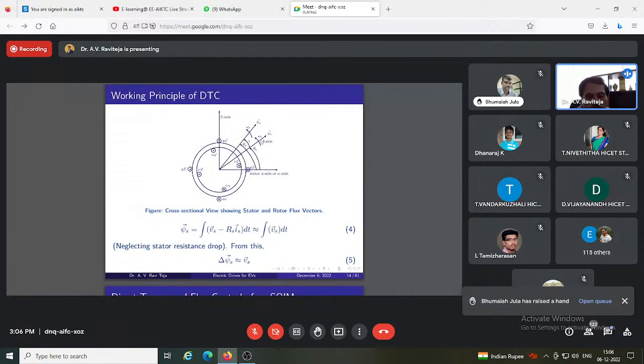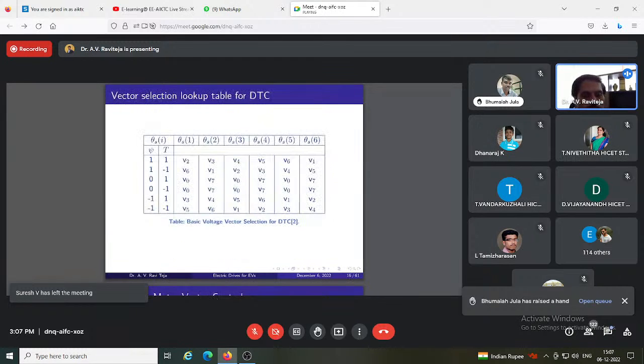It has a better response in comparison to V by F, but still we are ignoring the I_s R_s drop, which will become a problem in low speed operation, because low speed means low current, and low voltage. So low speed, low voltage means this voltage becomes almost comparable to the I_s R_s drop. Then I can no longer ignore this I_s R_s drop, and until I ignore it, I cannot write this equation. So that is the problem. So at low speeds we have an issue with the DTC, otherwise at high speed this works well.